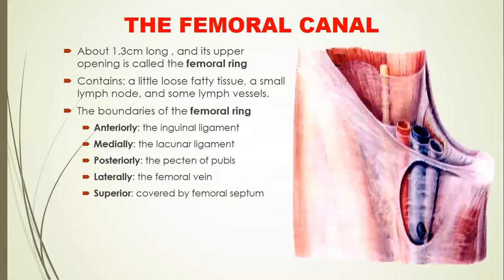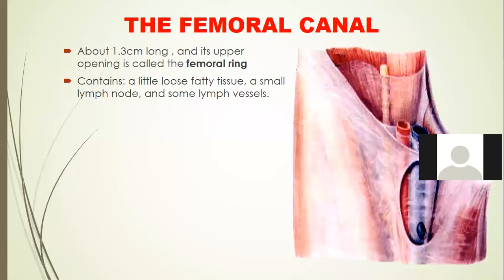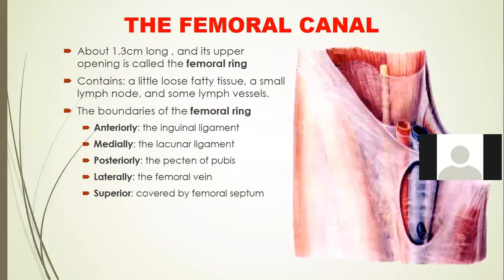Now see the details of the femoral canal. Where is the femoral canal? The most medial compartment of the femoral sheath is called the femoral canal. What is its total length? It is about 1.3 centimeters long. Its upper opening is called the femoral ring. So this one is the femoral ring, or the upper opening of the femoral canal.